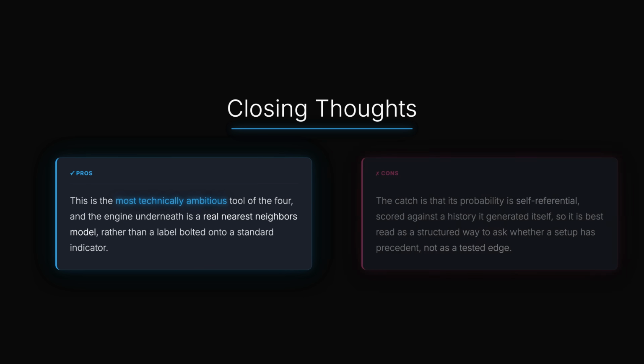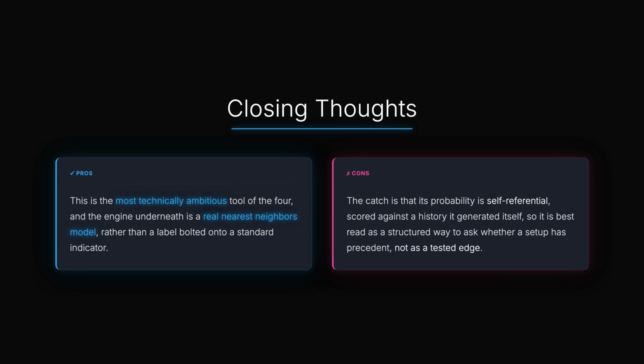This is the most technically ambitious tool of the 4, and the engine underneath is a real nearest neighbors model, rather than a label bolted onto a standard indicator. The catch is that its probability is self-referential, scored against a history it generated itself, so it is best read as a structured way to ask whether a setup has precedent, not as a tested edge.